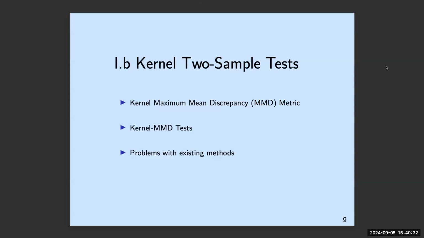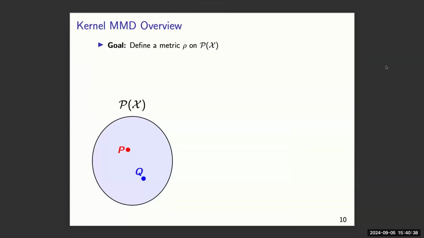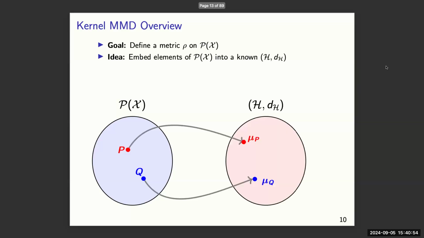Okay, so now I'll describe a class of tests based on this kernel maximum mean discrepancy metric. Let me begin by providing some information on how we define kernel MMD. Our goal is to define a metric over the space of probability distributions. That is, for any two points P and Q, we want to assign a number which characterizes how close P and Q are. One very useful way of doing this is by choosing a known metric space. Let's say we have some known nice metric space, script H, and if we can embed points from the probability space, the space on which we want to define a metric, into this new space, then we can use the distance between the representative points of P and Q as a proxy for the distance between P and Q.